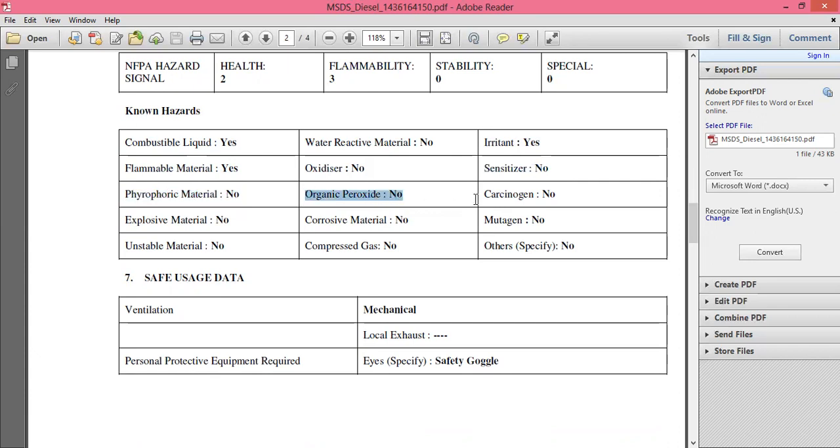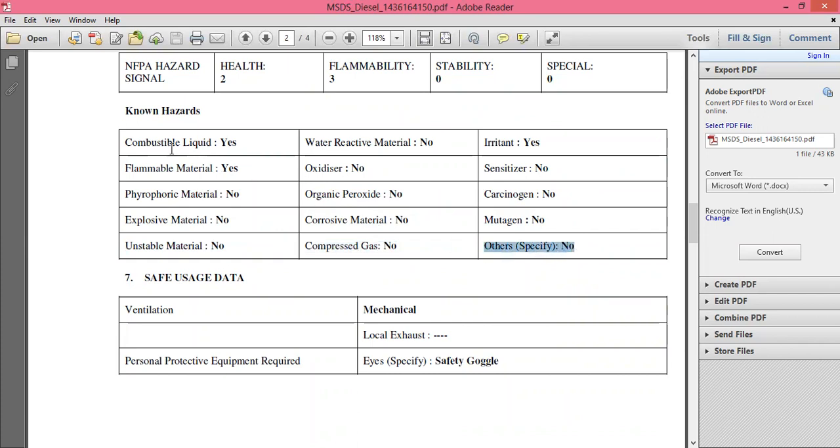Organic peroxides? No. Carcinogen, that is a substance which can cause cancer? It says no. Explosive material says no. Corrosive material says no. Mutagen? No. Unstable material says no. Compressed gas? No. Others also no, or not applicable.